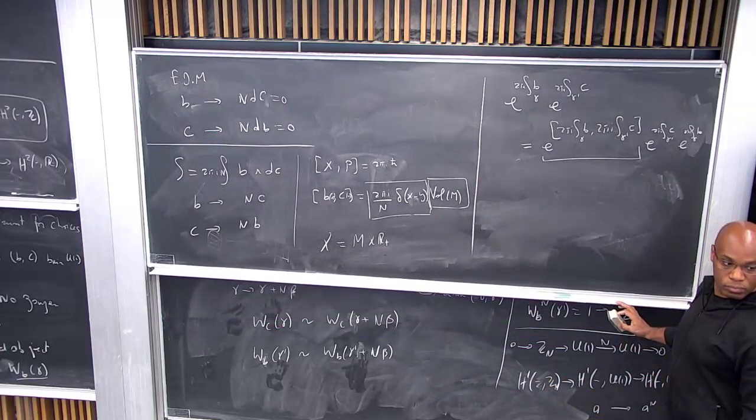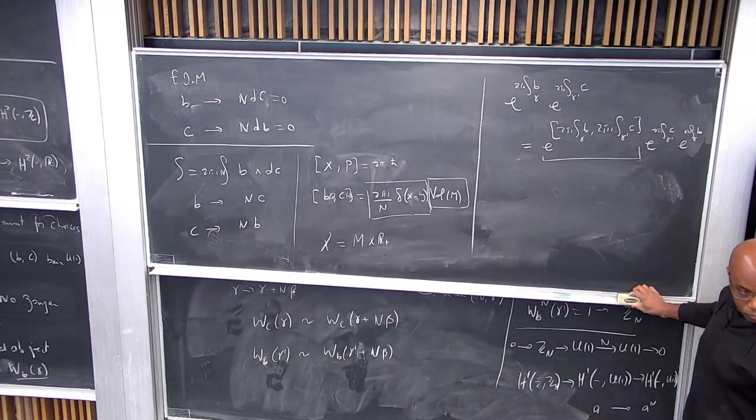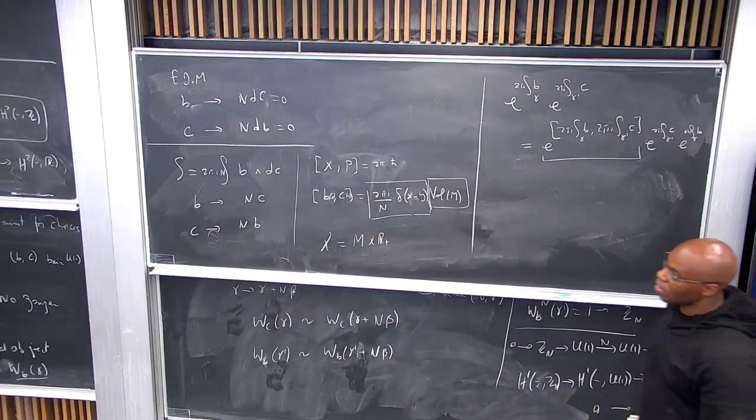Could I just ask what you exactly mean by this being a Z-mod N gauge theory? You first constructed it as a U(1) gauge theory, and then a posteriori you realized that you could also take C and B to be Z-mod N valued. Is that what you're saying?